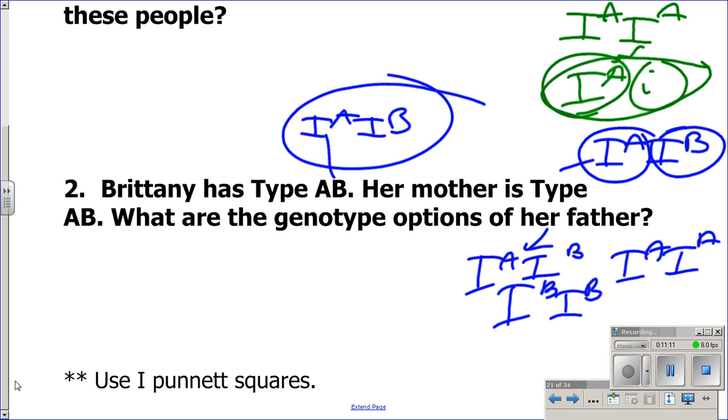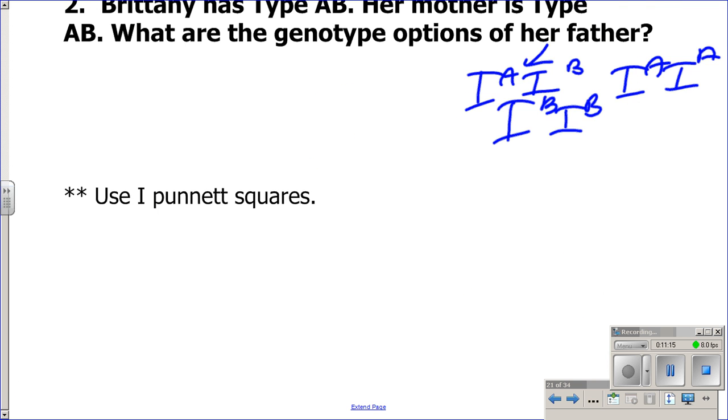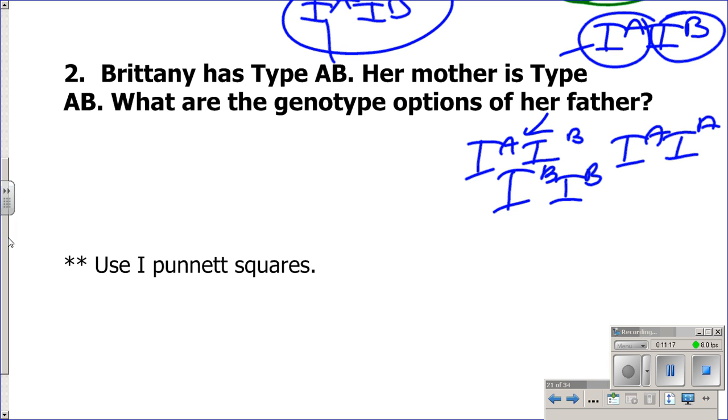Okay, anything else Dad could have? Yeah, there's a couple more. I^A i, little i, right? So as long as Mom still has a B to give, Dad can give that one. He doesn't have to give the little i. It's just a possibility, right? What else could he have? Big B, little i.